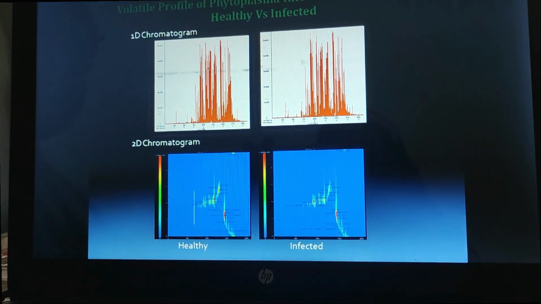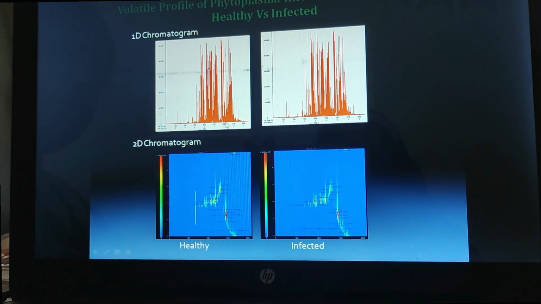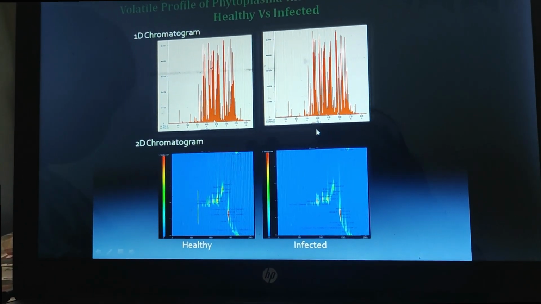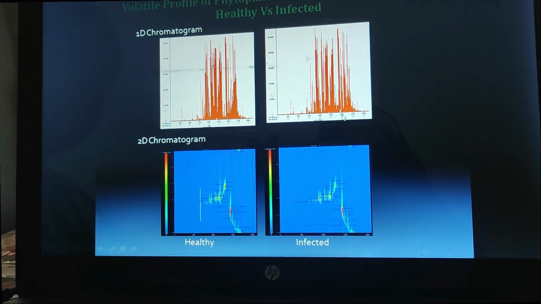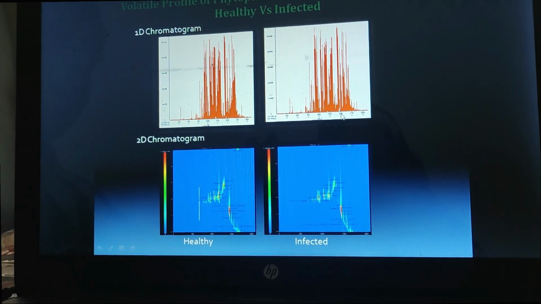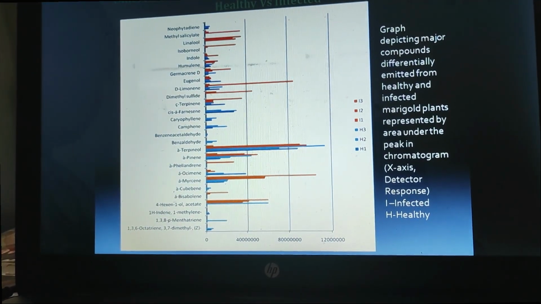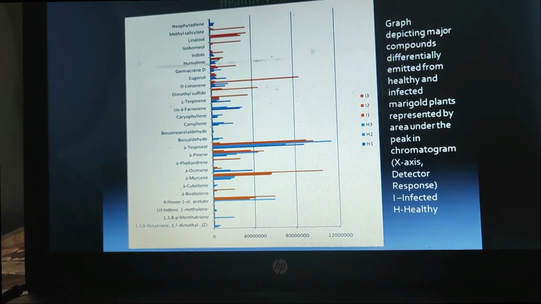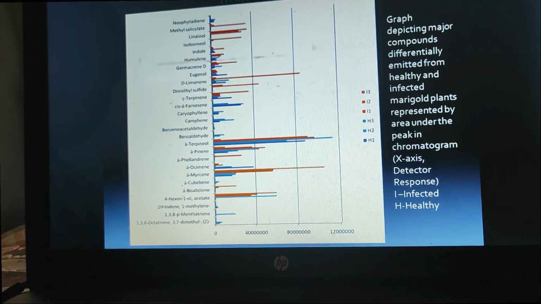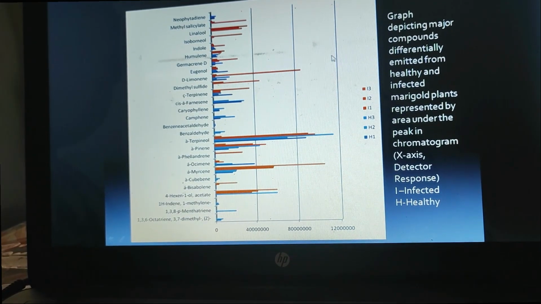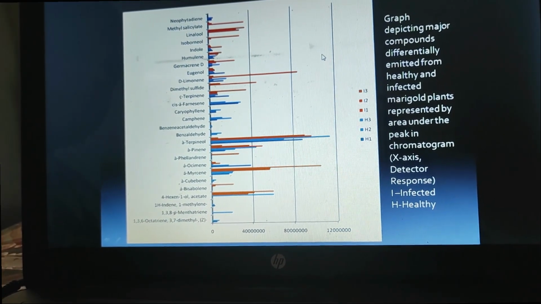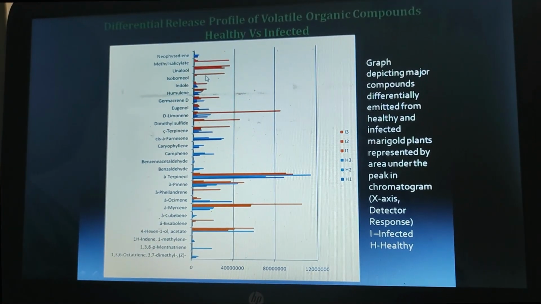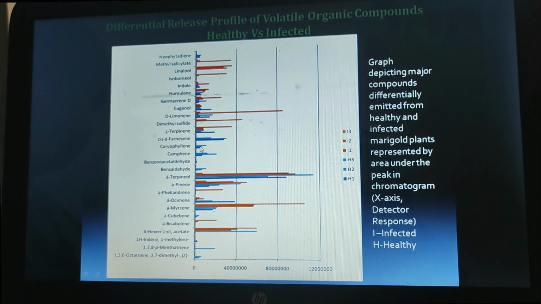And you can see here the differentially expressed volatile profile from both healthy and infected plants. Many compounds are expressed in the same way, but there are some differential expression also. Out of the 68 compounds we have identified expressing in healthy and infected, 26 were differentially expressed. I have given here the bar diagram of differentially expressed compounds. You can see here the orange indicates the infected plants and blue indicates the healthy plants.